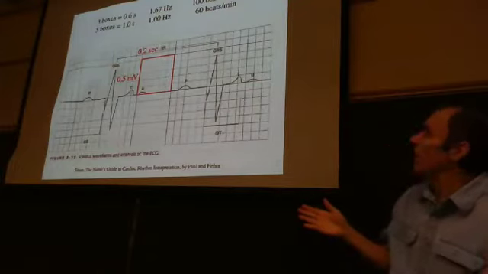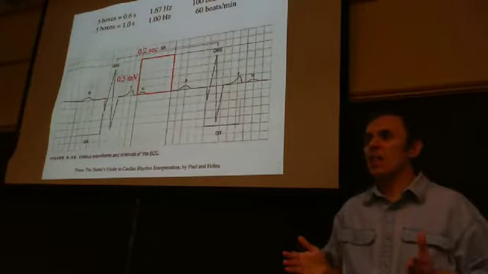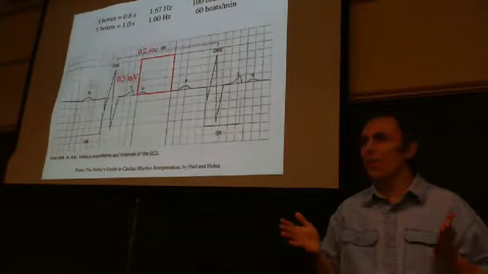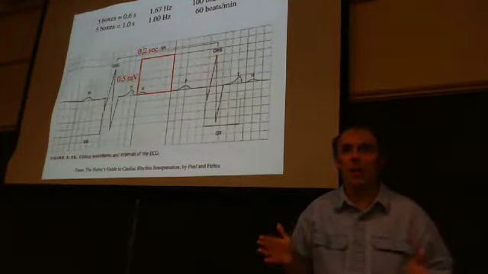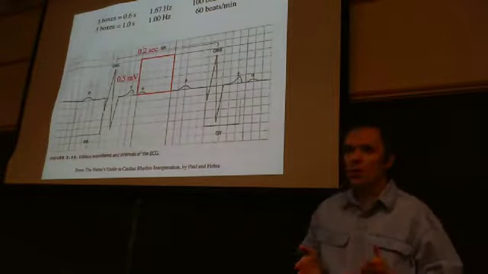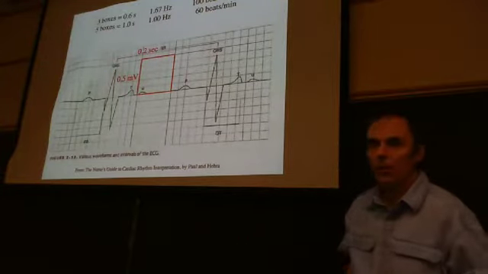100 beats per minute is just about as fast an electrocardiogram as you can have and still be in the normal range. This is a normal electrocardiogram, but just barely. If it was much faster than this, you'd consider it an overly rapid electrocardiogram.